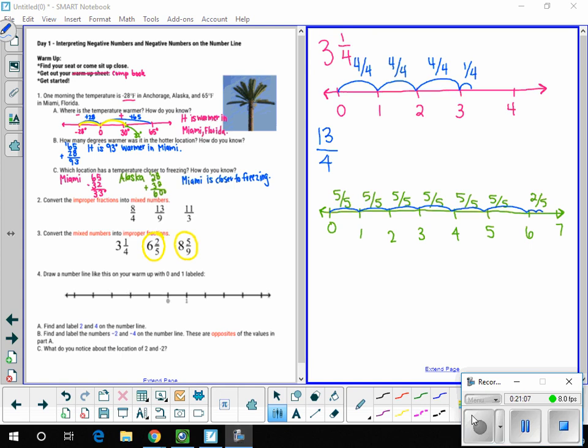So I drew a little picture for you guys. And I made this go up to 6 2/5. And between every whole number, I have 5/5. So I have 5/5, 10/5, 15/5, 20/5, 25/5, 30/5, 31, 32. So this is the same as, if I do 6 2/5, that would be the same as 32/5.